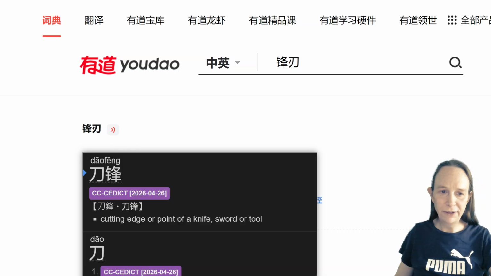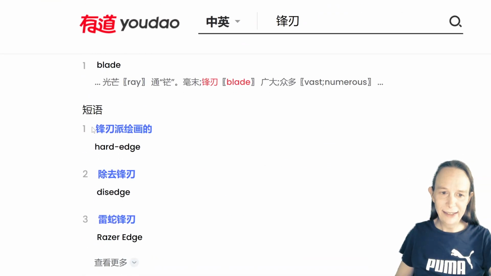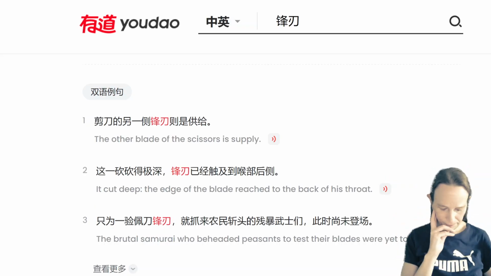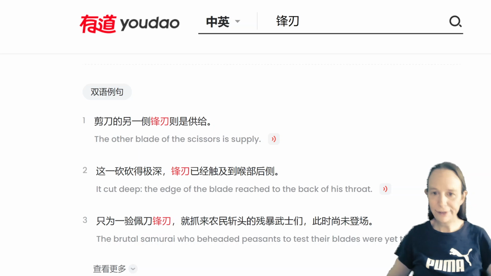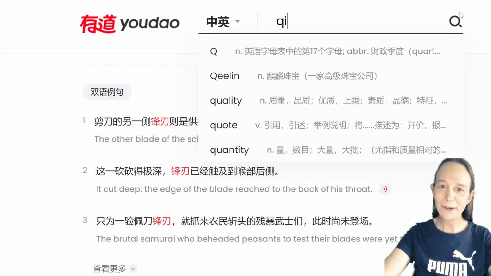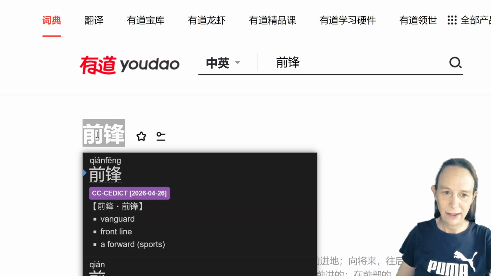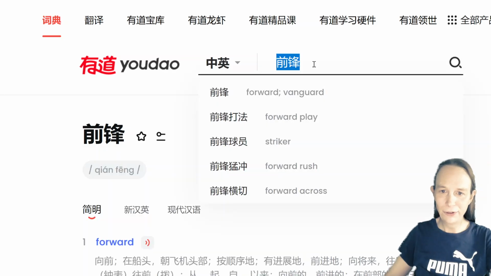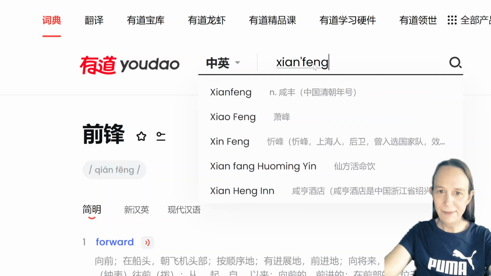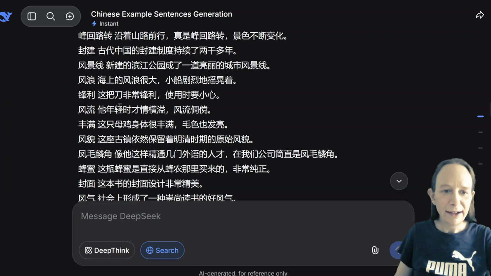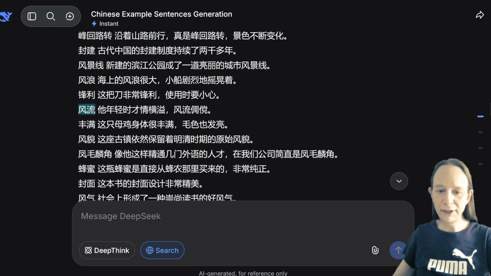So 锋刃. This is a word. It's a word in the dictionary. 前锋, 先锋. Oh, this is kind of like vanguard or something like this. Vanguard, frontline, forward troops. And 先锋, same thing, but first in line kind of thing. All right.